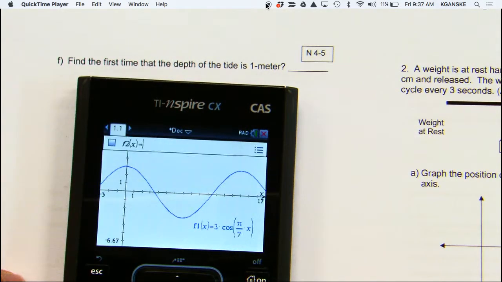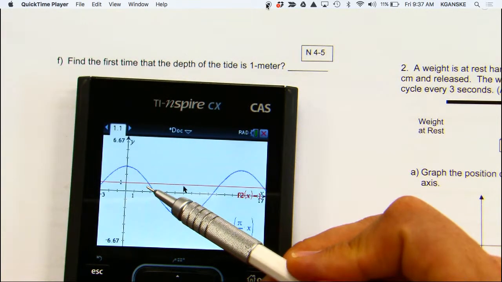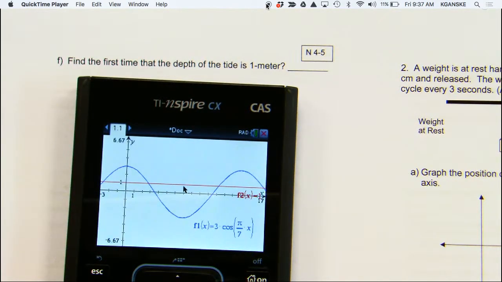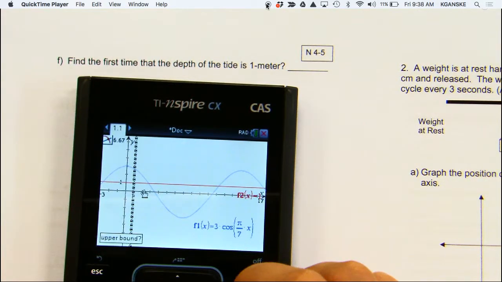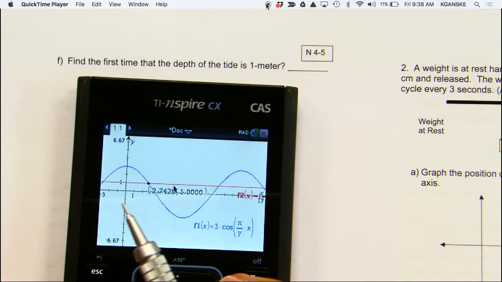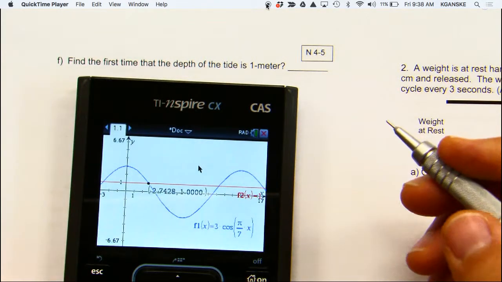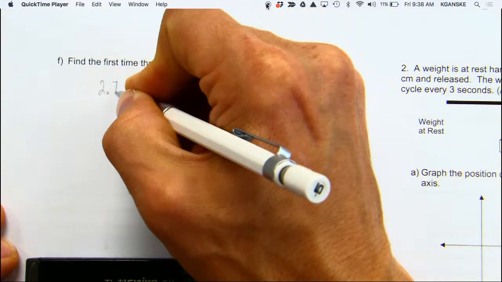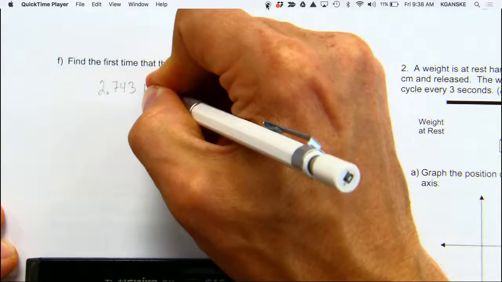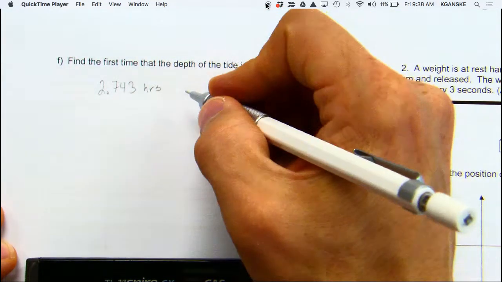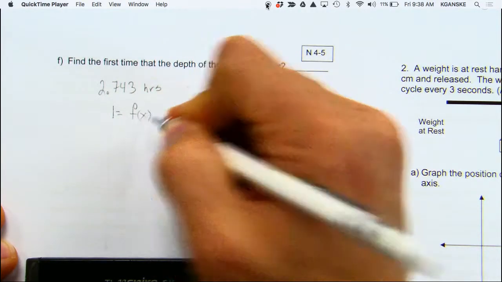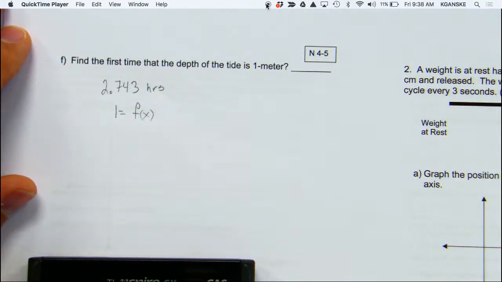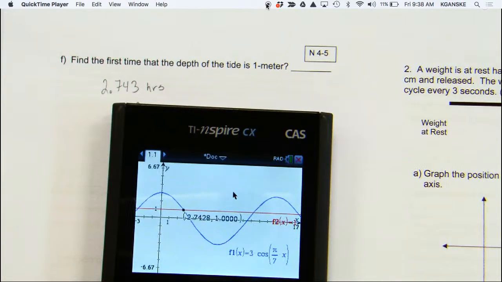You put in another graph for when it's a meter high, and it looks like this is the first time right there where it's going to be a meter high. So I'm going to put in an intersection. Do my little football post, lower bound, upper bound, and it looks like the first time I'm going to get there is 2.743 hours. The one thing I should do here is put in what the equation is that I'm doing. So I just want to put 1 is equal to f of x. And then that's your answer. Those are your 2 points there. Review the calculator again. I'll try something else. So that should be good there.